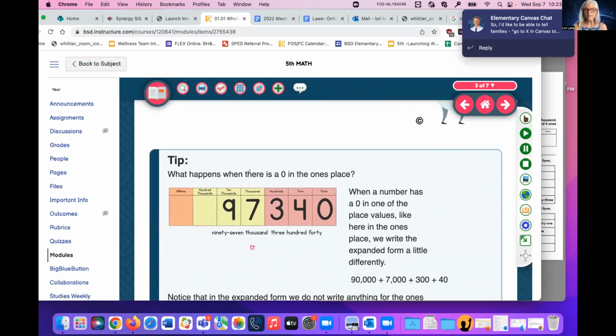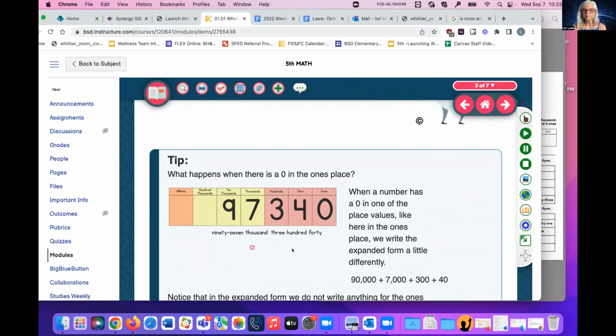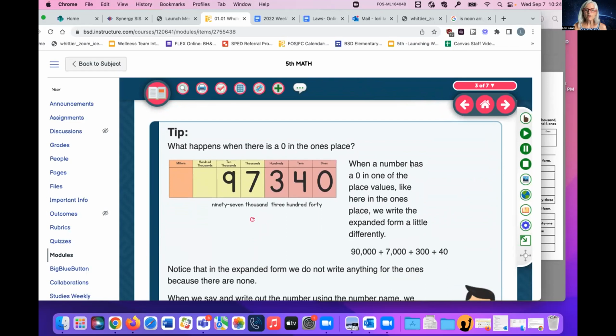Tip: what happens when there's a 0 in the ones place, or any place actually? David, what's your question? No question? Okay. When a number has a 0 in a place value, like the one here, we write the expanded form a little differently.